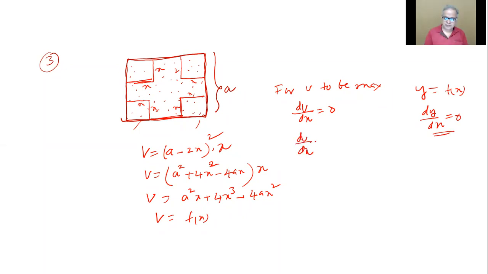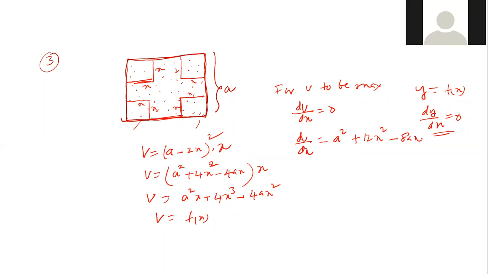Okay, sir. a square x will be what? a square, because the derivative of x is 1, plus 4x cube gives 12x square, minus 8ax. Isn't it so? So make it 0: 12x square minus 8ax plus a square equals 0.